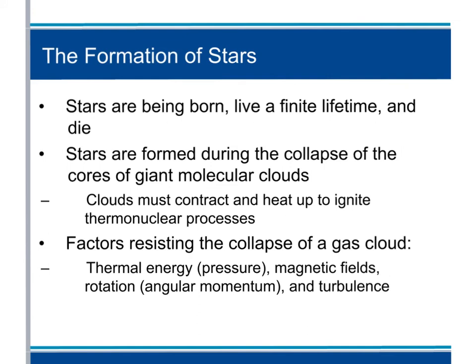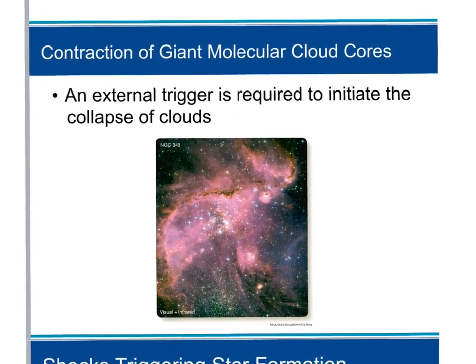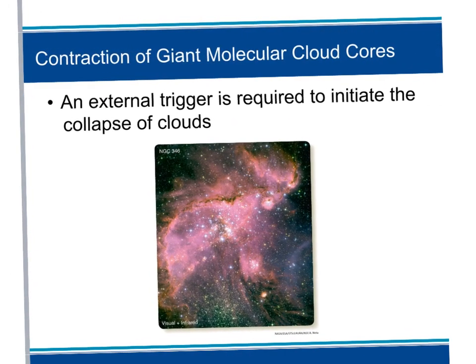Factors that resist the collapse are thermal energy, which creates a lot of pressure, and magnetic fields that surround the stars. The stars rotate just like the planets do, so they have angular momentum, and there's a lot of turbulence going along. It's not a mellow atmosphere. There's a whole lot happening in there, and all of that turbulence feeds off of itself. So when they contract, there's some kind of an external trigger that has to make that cloud contract.